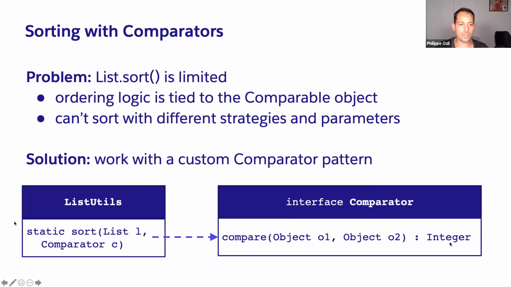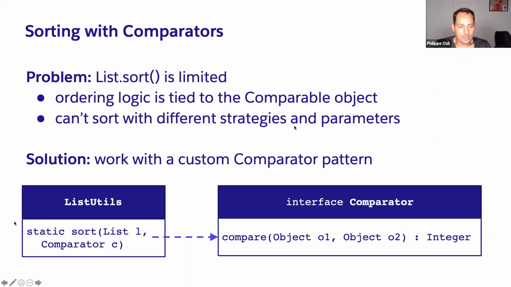You can work with something that is called a comparator. This is something that I haven't invented. It's part of the Java language, but unfortunately hasn't been brought to Apex. And it's something that you can do yourself. You can bring this comparator interface to Apex by writing it yourself. It's quite simple.